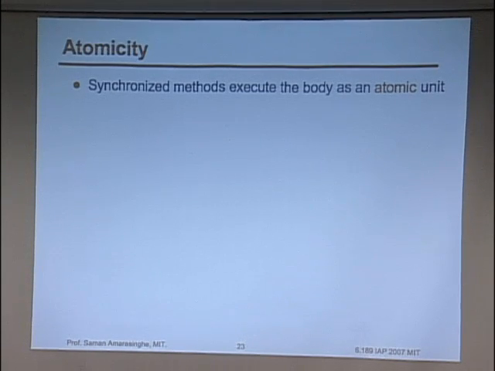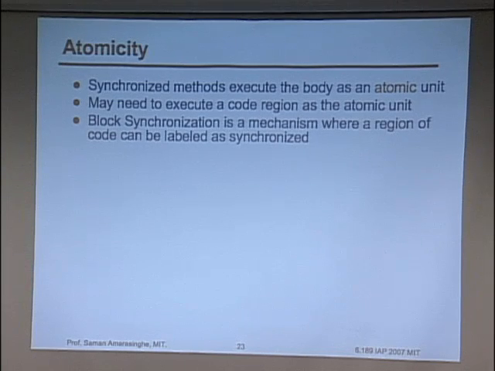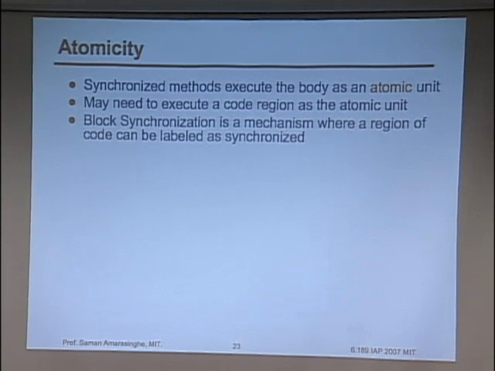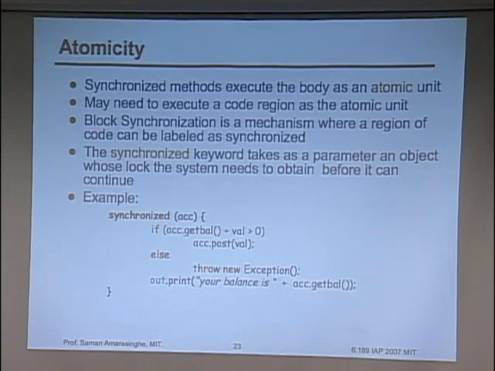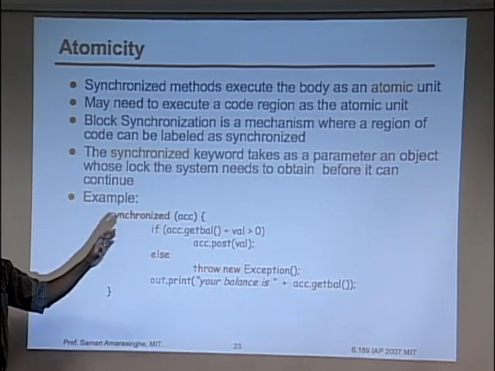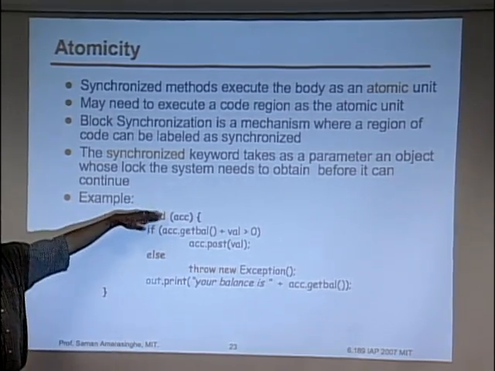Because a synchronized method executes the body as an atomic unit, the entire body happens without anybody else modifying. That's the only thing happening at a given time. And the code region, the atomic unit you chose, is probably too small in this case. What we need is synchronization not on the method but on a lot more code, so you have to do block synchronization. The synchronized keyword works like this too: instead of a method, you can say synchronized account, and all those things happen synchronously within that part.